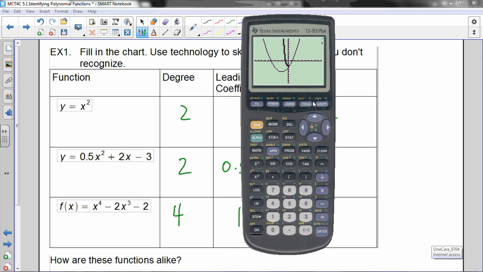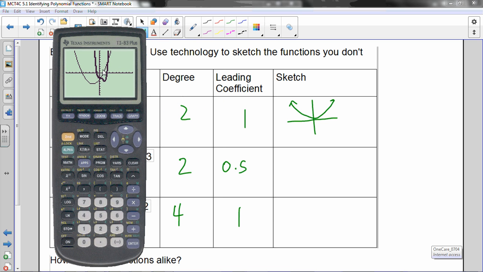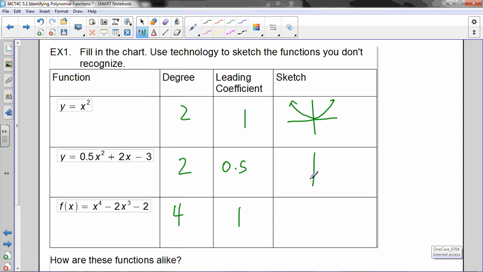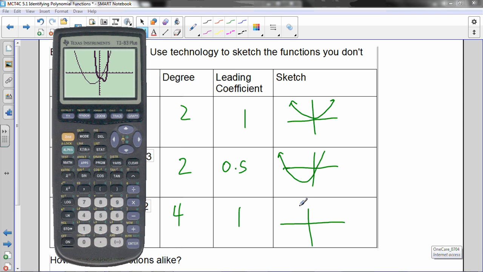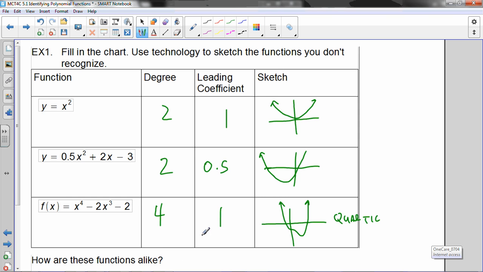And the degree 4 one is called a quartic. The quartic function is that weird sort of bent W thing. So let me graph those. Parabola was no problem. Quadratic, parabola. This one kind of looked like, what did it look like? Down like this and a little bit of a wobble and then went back up. This is a quartic. And quartic is degree 4.